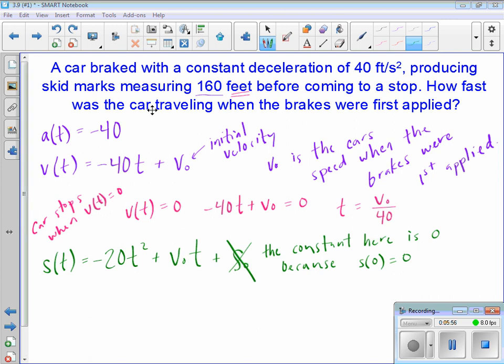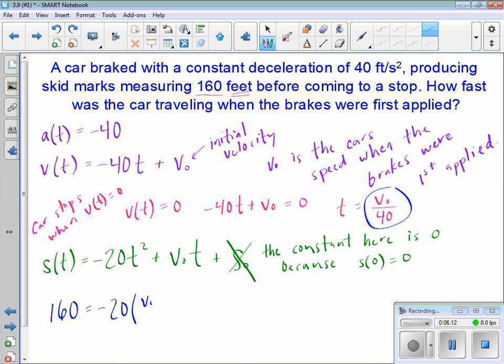So that's what we're going to do: plug in the 160 for our position, and then plug this in for our time. That's how much time it took for it to stop. So instead of t squared, we have this squared. And be careful, you square the top and square the bottom. Does that look right to everybody?